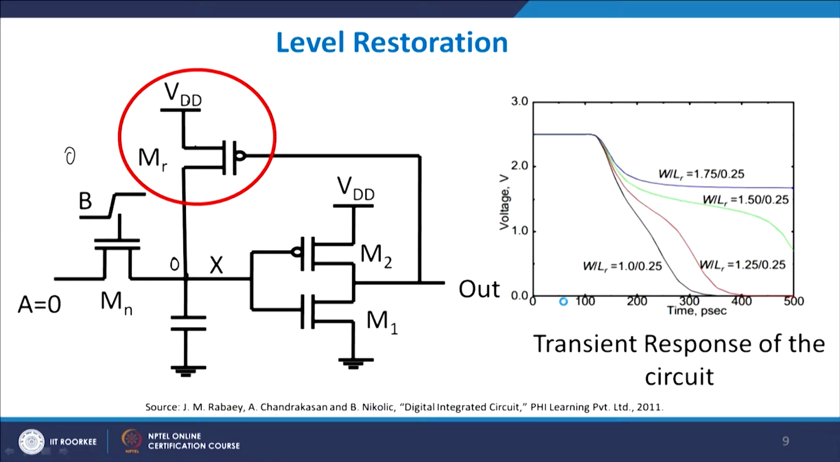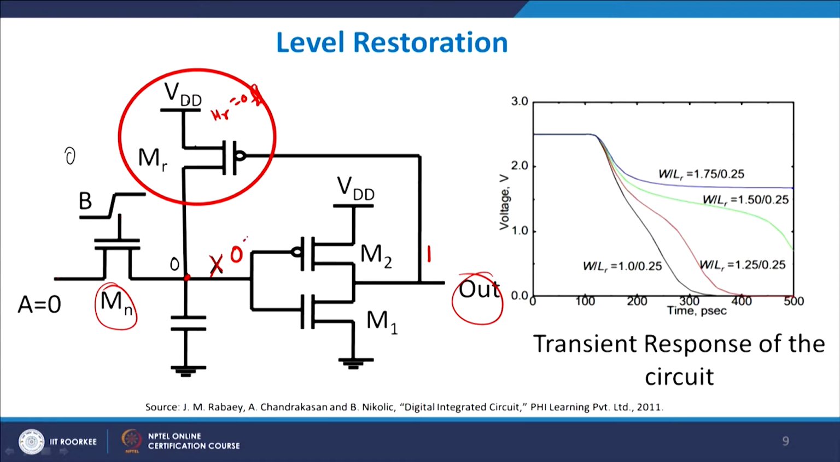Say, for example, I have a level restorer, meaning I want to restore the level at the input. So this is my static inverter here. Just like an AND gate, I have A and I have B here, and this is MN, and X is this particular point, and this is the output here. Now, you see, when this is equal to 0, this will be 1, and therefore, MR will be off. When this is off, this will be again 0, because you have connected this capacitance to the ground.